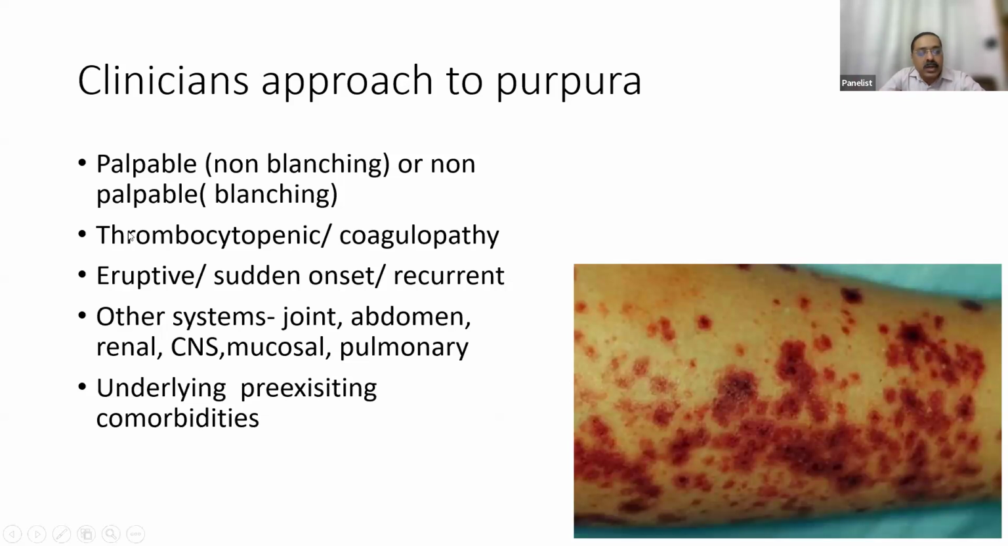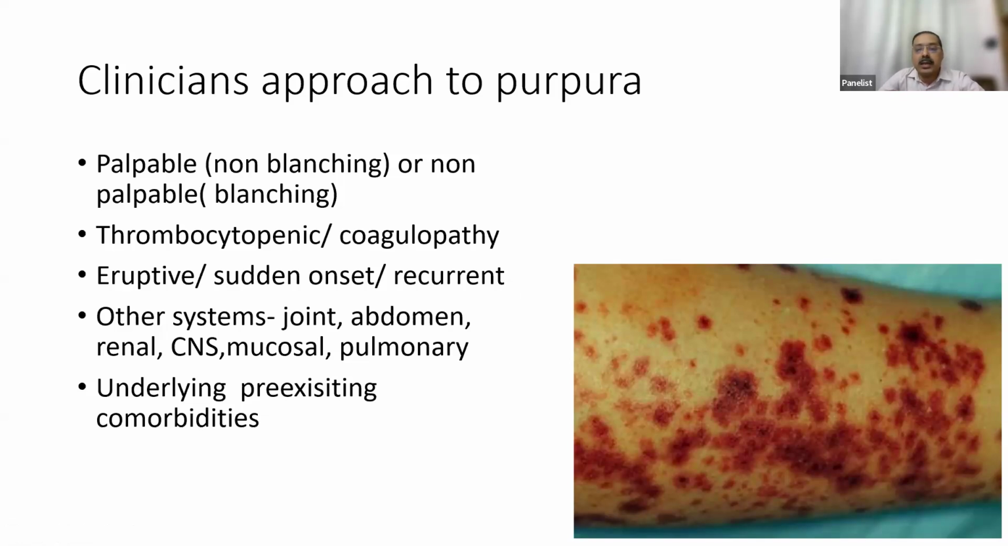We also look grossly whether it is a thrombocytopenic or a coagulopathy-associated lesion, like we might see in a DIC or an ITP. Or we also ask whether there are multiple eruptive lesions coming in a sudden onset with recurrent episodes. HSP, Henoch-Schönlein purpura, can present like that. We always ask about other systems.